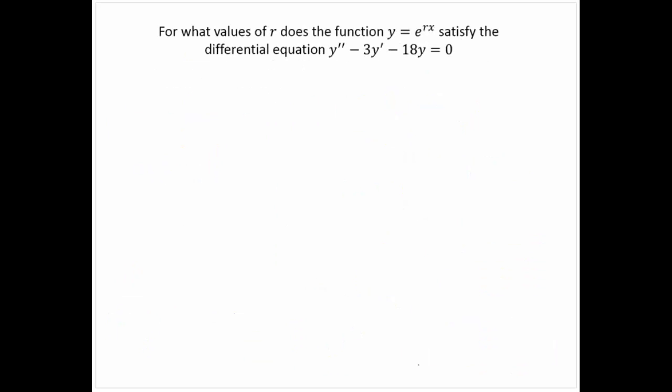For what values of r does the function y equals e to the rx satisfy the differential equation y double prime minus 3y prime minus 18y is equal to 0? All right, so we're making an assumption here. We're assuming that a function of the form y equals e to the rx will satisfy the equation.